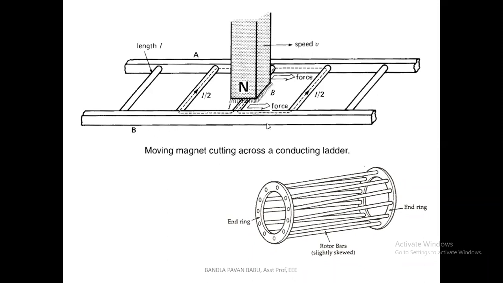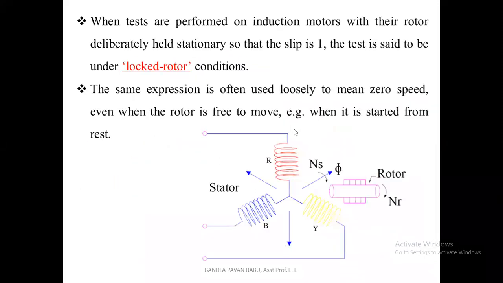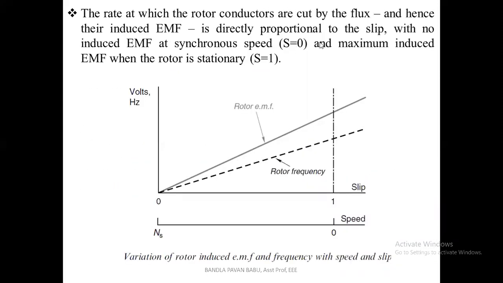Another point mentioned is no induced EMF at s equal to 0. When slip is equal to 0, the rotor remains constant and never rotates, and at that condition the induced EMF is 0. So the cases are: at s equal to 0, the rotor never rotates and the induced EMF is 0. At s equal to 1, the induced EMF is maximum and also the rotor never rotates.